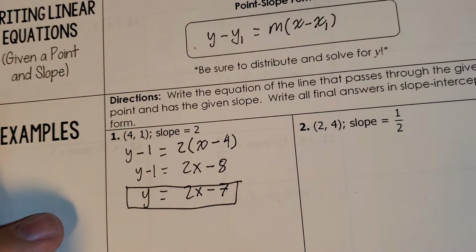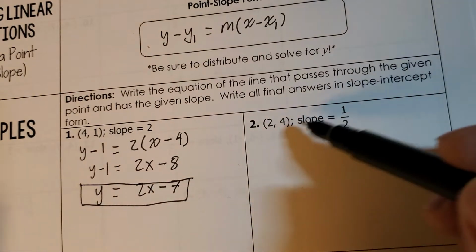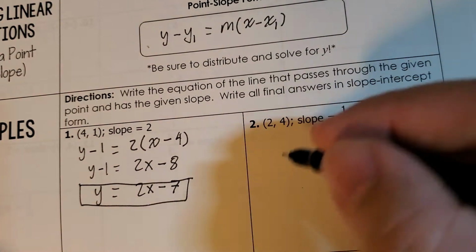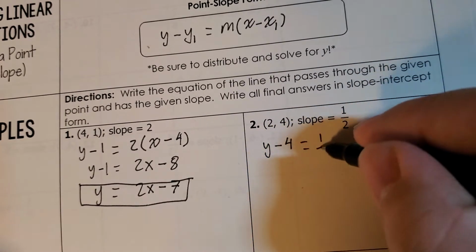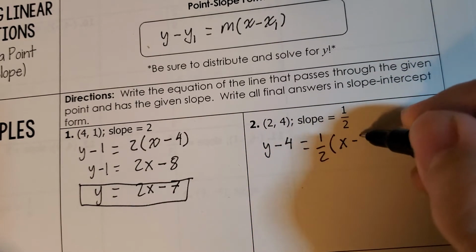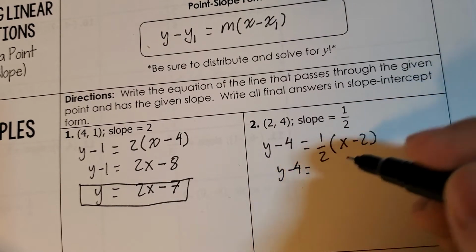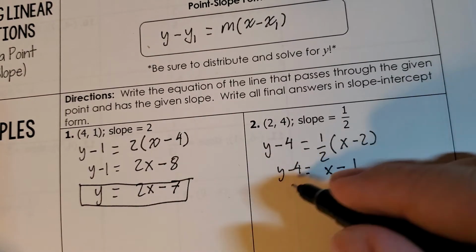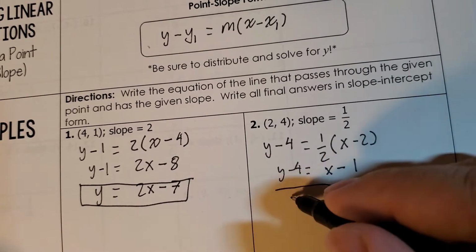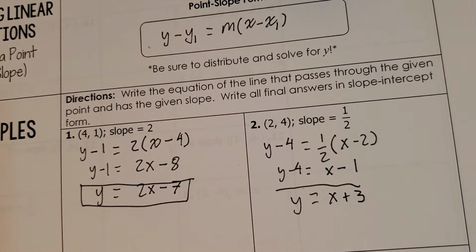That's it, okay? Now if we have a look at this one, again, we have the point 2, 4, and the slope equals 1/2. So we're going to plug this all in. So y minus 4 equals 1/2 times x minus 2. We're going to distribute, equals x minus 1, and then we are adding that over, just like that. Okay, not too bad.